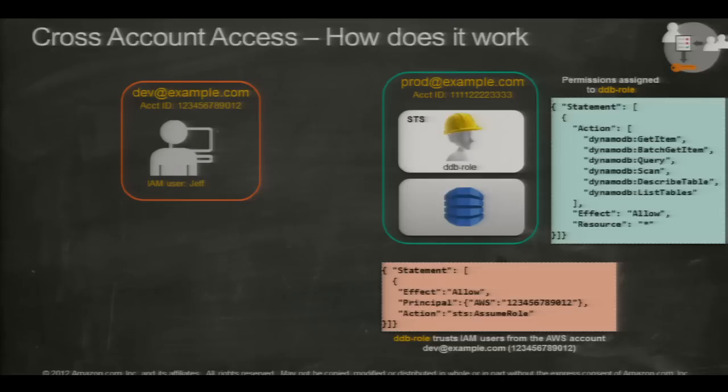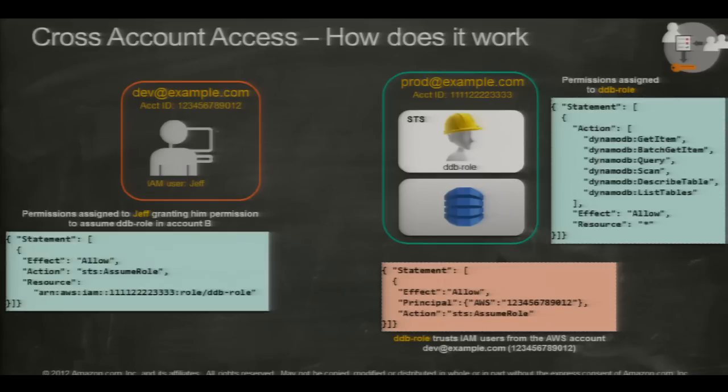You specify the permissions. This is what the role can do within the account. Now I'm done setting up the role in the account that wants to share the information. Now I have to go back to the account where the user is that's going to access the information. What do I do here? Well, on user Jeff, I set a policy that says user Jeff can assume a role in the prod account. And the role's name is ddb-role.